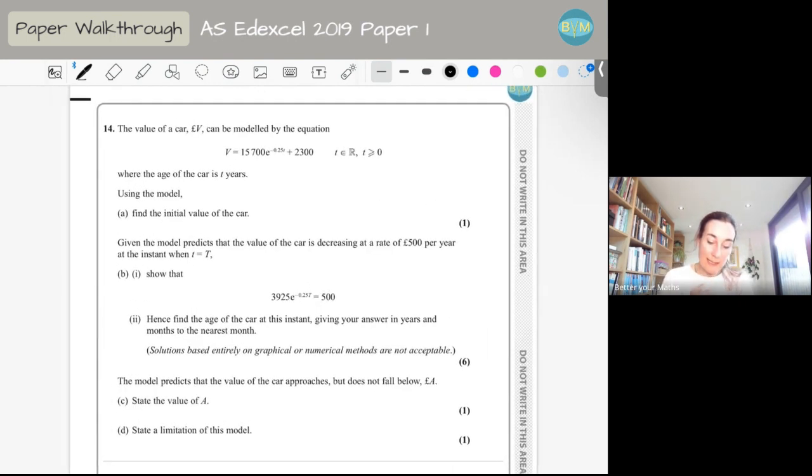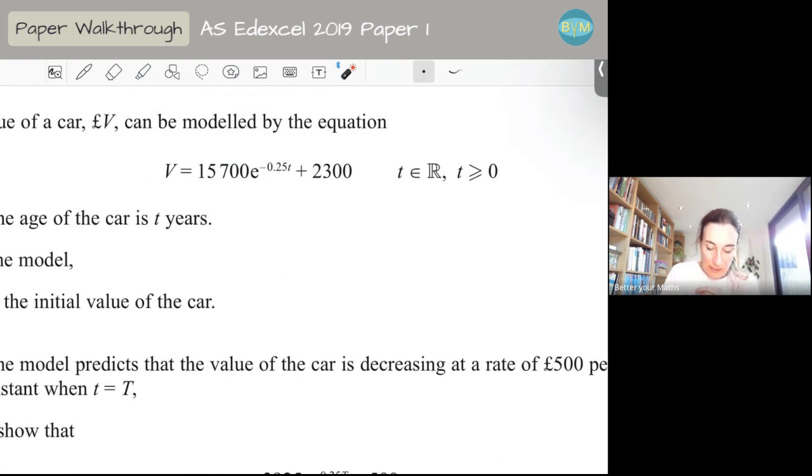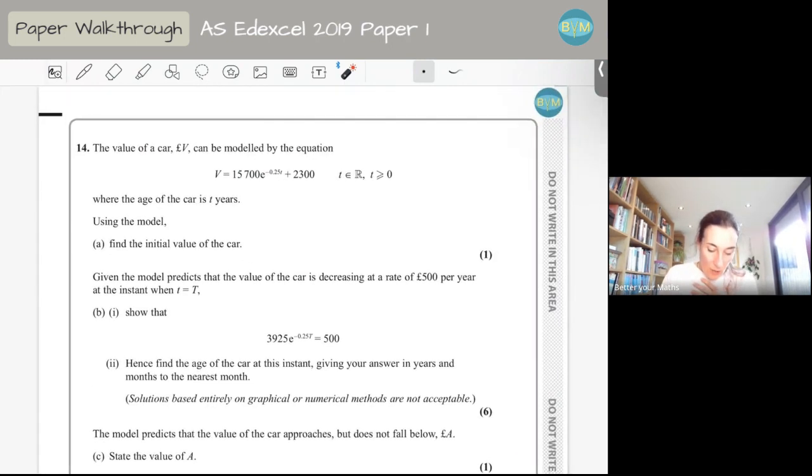Another one. Modeling with exponentials. This can be a bit more difficult to understand. So the value of a car, V, in pounds, can be modeled by this equation. Yeah, and it's an exponential. I don't know if you can see, e to the power of minus 0.25t, where the age of the car is t years and is positive. Using the model, find the initial value of the car.